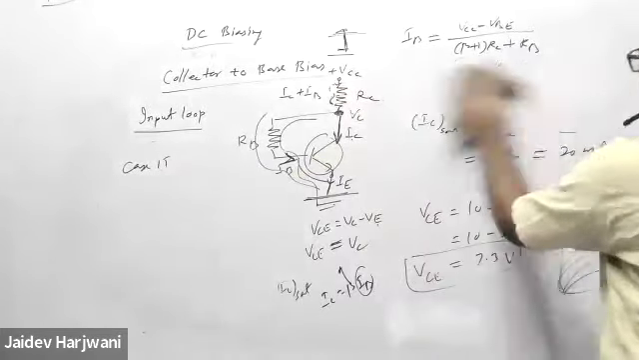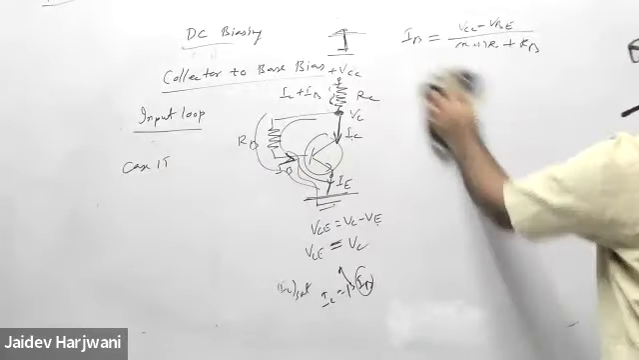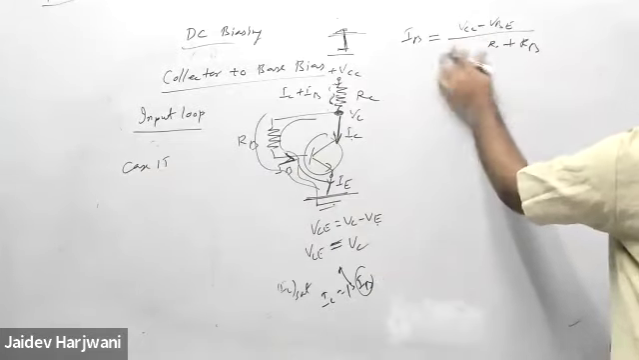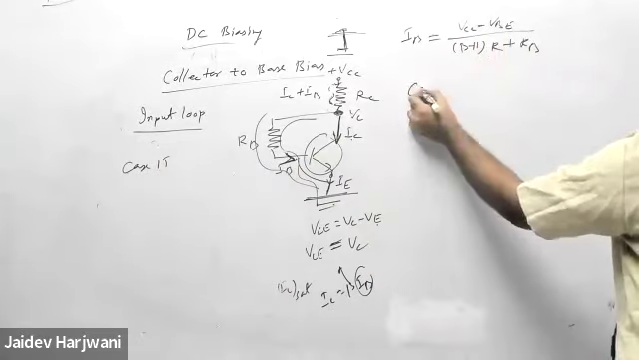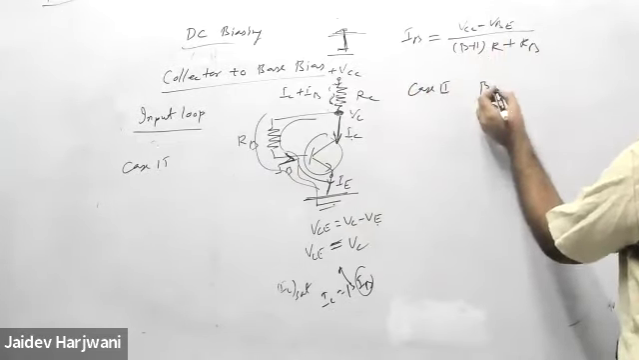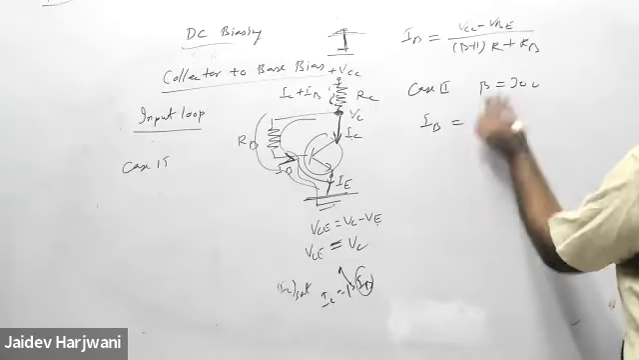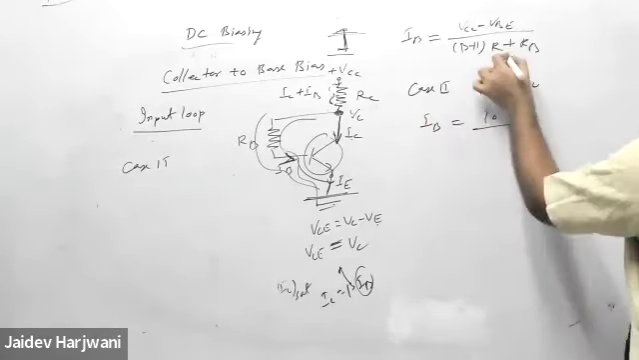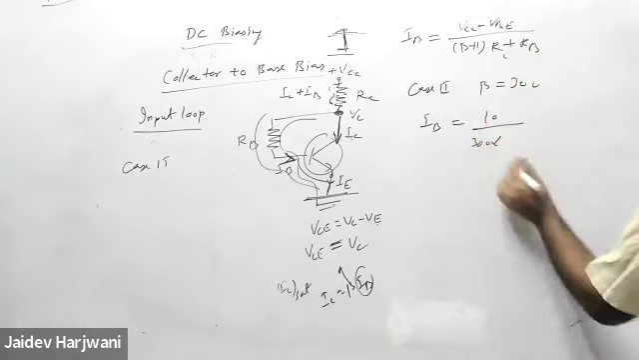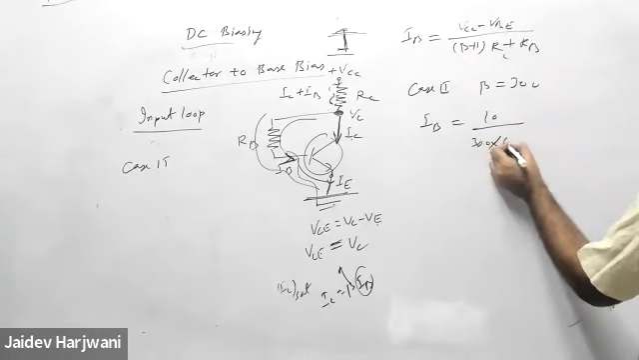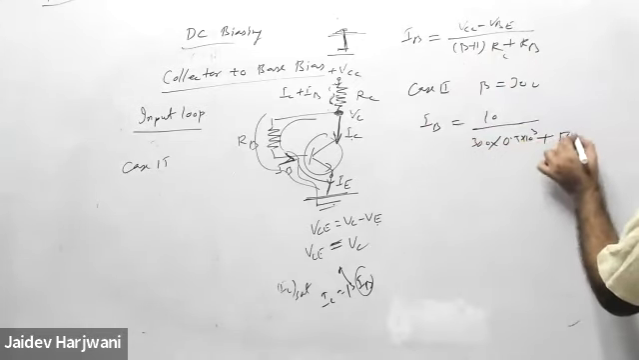IB will change, but we have to see the effect. Please calculate now the new second case. Calculate IB with beta plus 1 times RC. Case second, beta is 300. IB will be VCC 10 minus VBE, this is 0. Now beta is 300, I'm neglecting one. RC is 0.5 kilo ohm, plus RB is 500 kilo ohm.